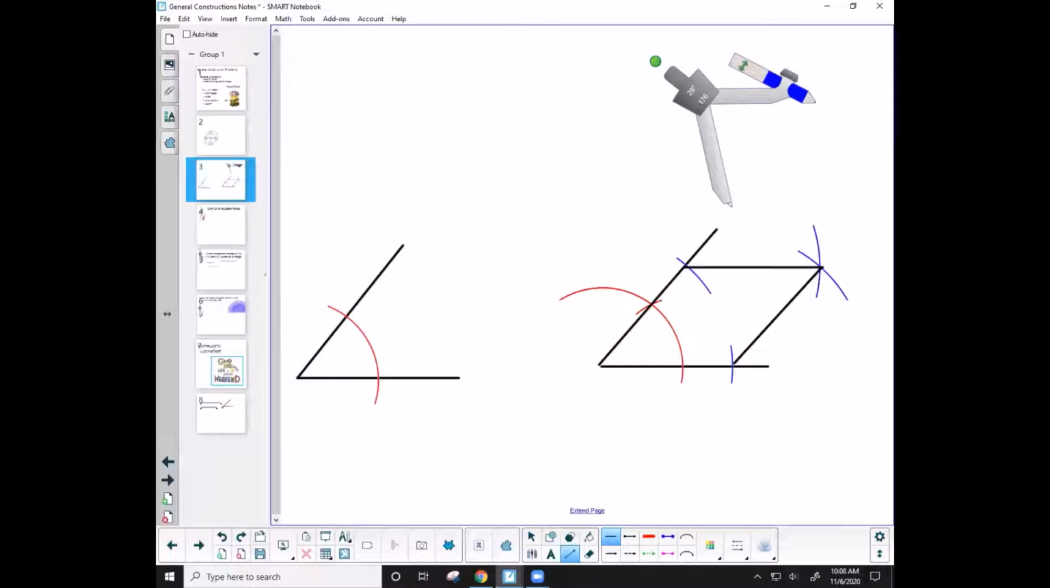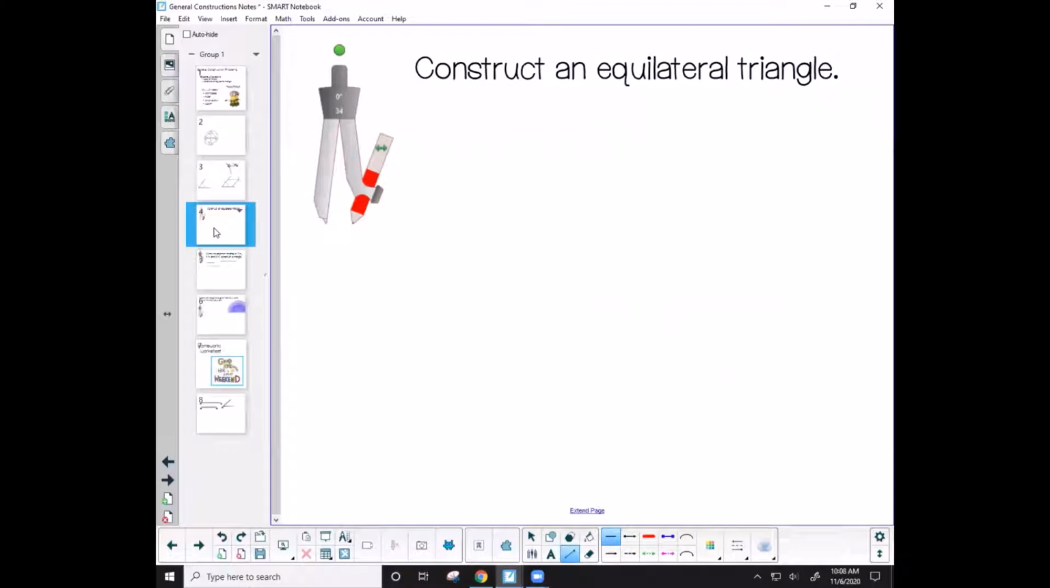All right. So today what we're going to be doing, we're going to be constructing a lot of different triangles today, mainly. I think everything today is triangle. We're going to start with an equilateral triangle.